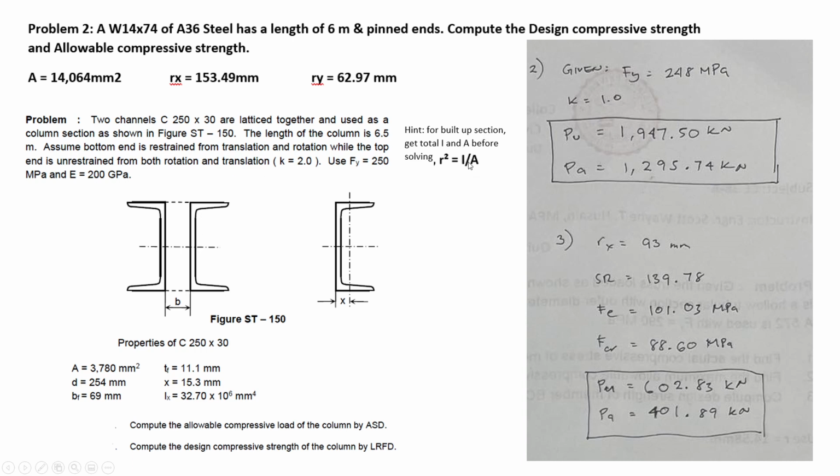And A. Solving this. So R is equal to square root aning I over A. Atong ikuha aning 2 na diri. And I nato is equal to 32.7 times 10 to the 6 times 2. Kay duha man na. I-divide na nimo sa area nga 3780 times 2 pod. Okay? And you will arrive at Rx nga 93 mm and solve the SR since na kay Rx, solve for FE, solve for FCR. Ayaw kalimuta, K na to is 2 for SR. And you will arrive at PU and PA nga 602. I hope that helps. I-review lang ninyo.